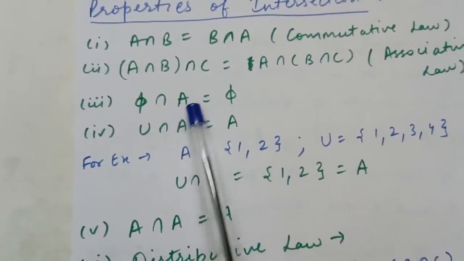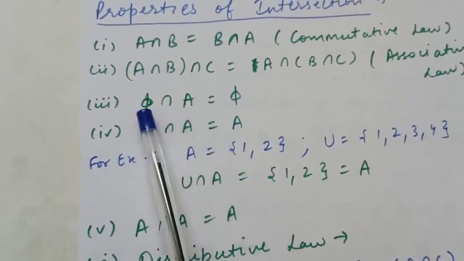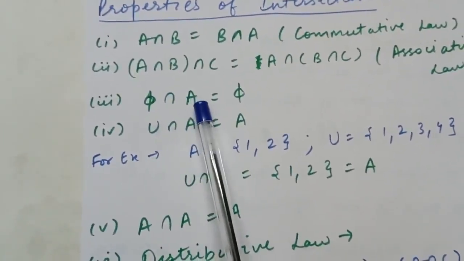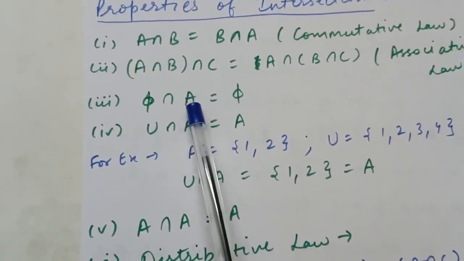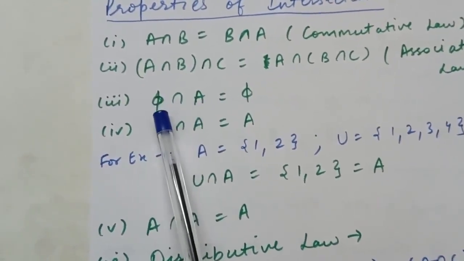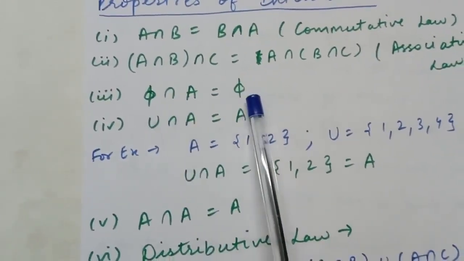Phi intersection A is phi. Why is this so? Phi has no elements, and A is any given set. So the common elements between these two sets will be nothing, as phi contains no element. So the intersection will also be phi.